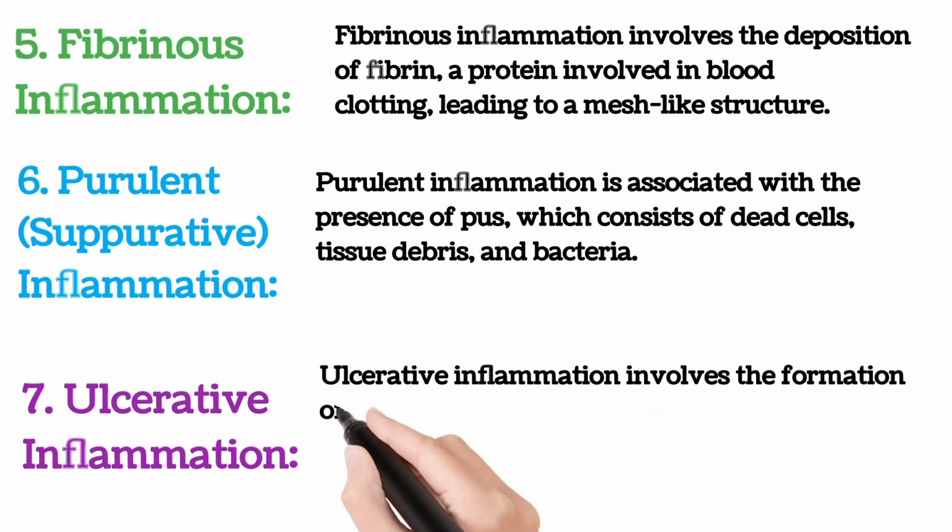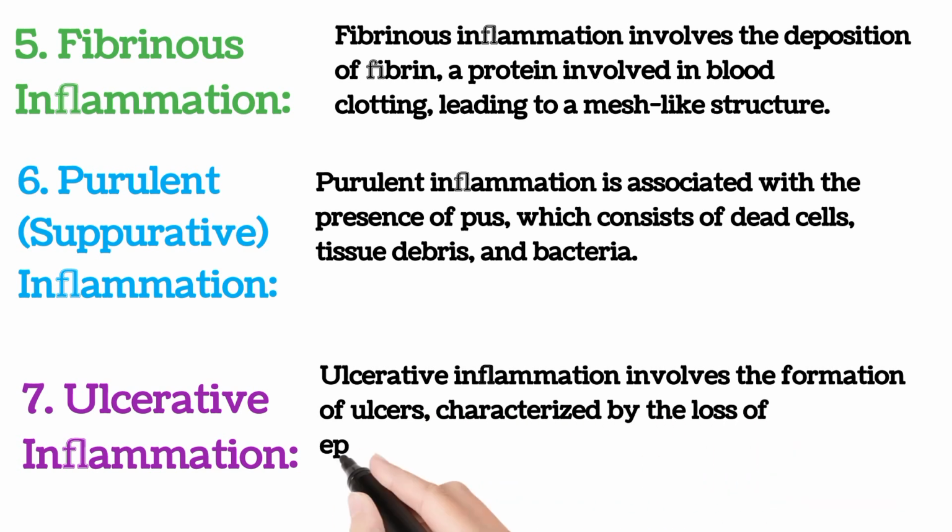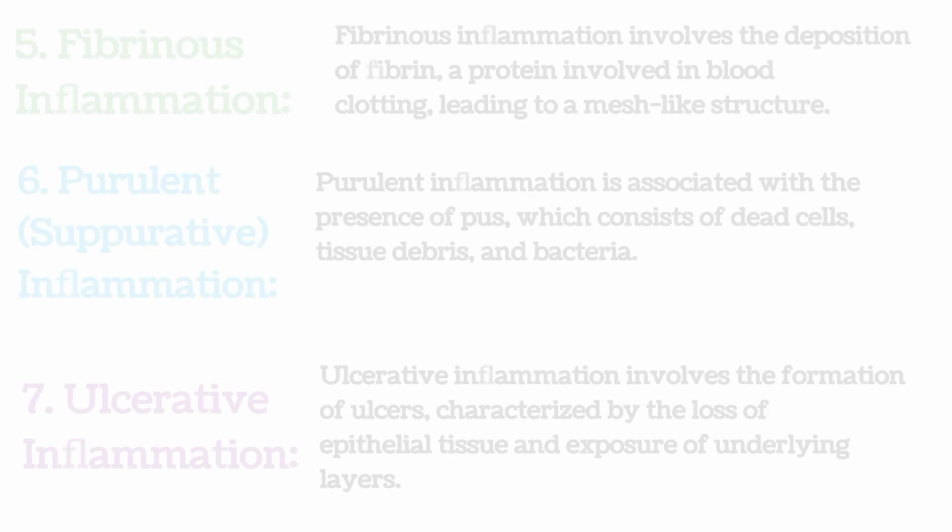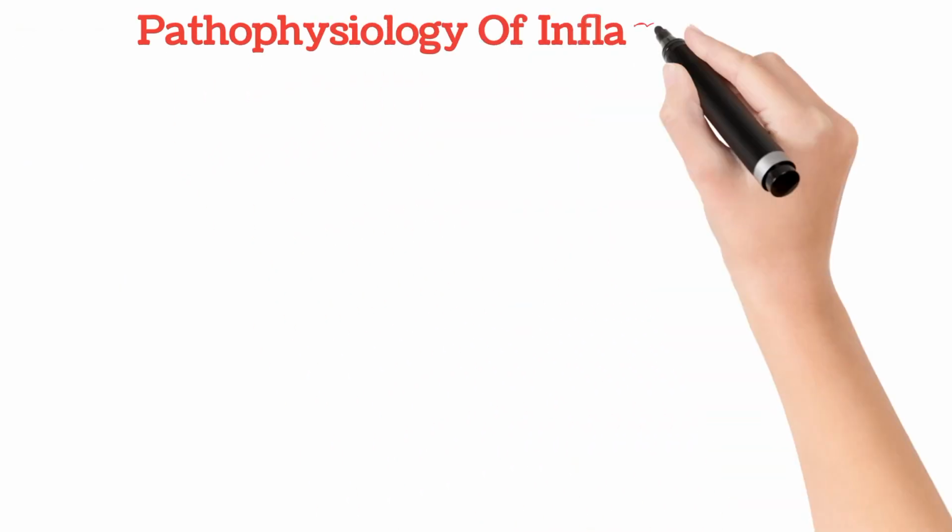7. Ulcerative inflammation. Ulcerative inflammation involves the formation of ulcers, characterized by the loss of epithelial tissue and exposure of underlying layers. Examples: peptic ulcers in the gastrointestinal tract can result from ulcerative inflammation. Understanding the types of inflammation is crucial for healthcare professionals in diagnosing and managing various conditions.